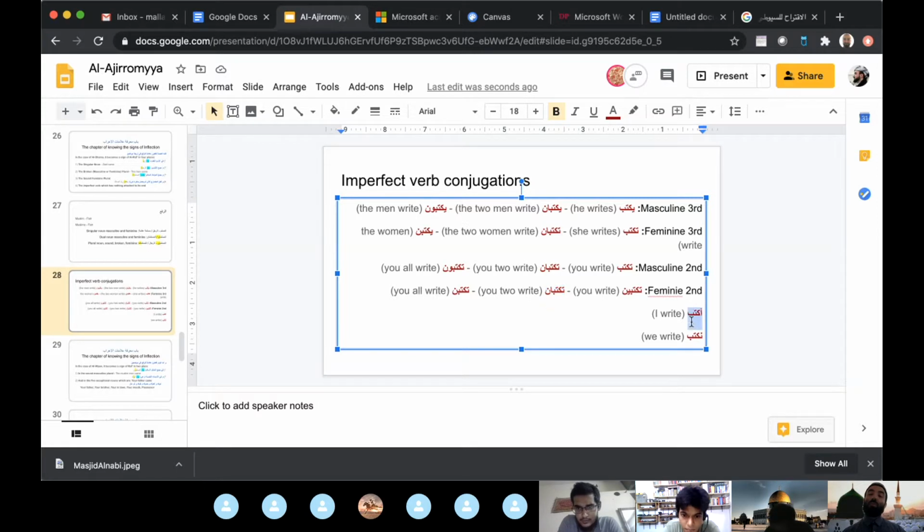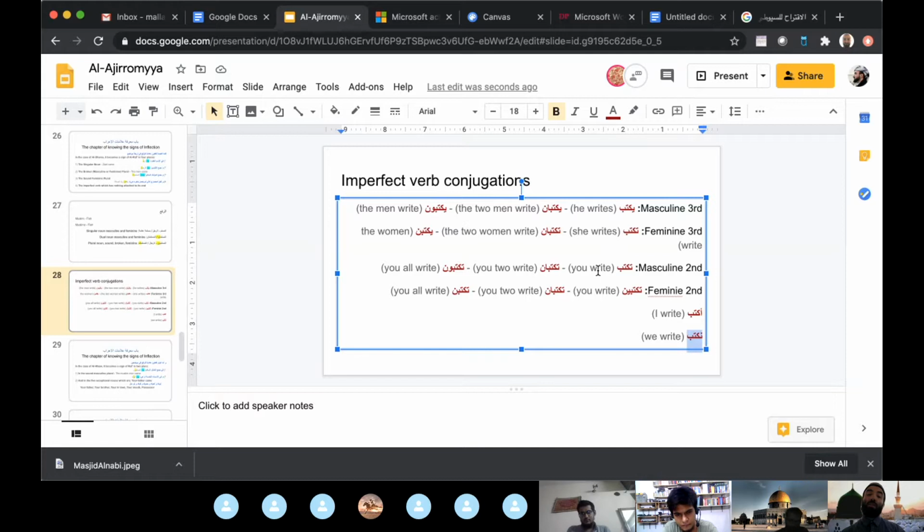Aktubu means I write, first person. So this is first person, and it's for all. It's for females and males, right? And naktubu is we write. This would be first person with others, right? It's not just you. It's a group of you that are talking. We write. So these are very important to memorize.